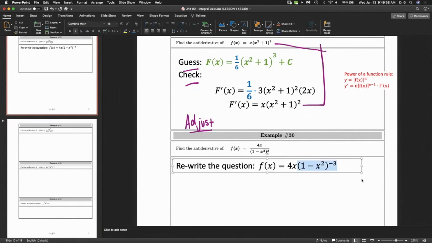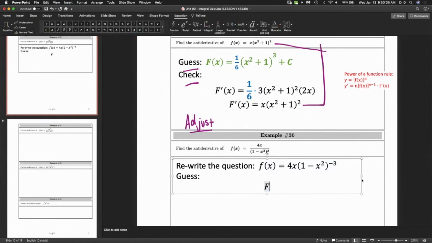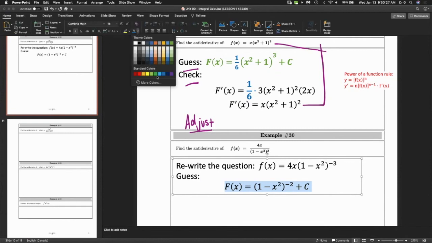So there's the actual derivative. Now we want to guess the antiderivative. I'm going to say it's the thing in the bracket, and I'm going to add 1 to it, because that's what the pattern is. So there, that's my guess. This is exactly what I think the answer should be.